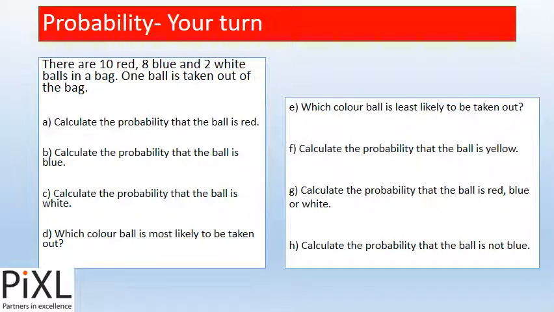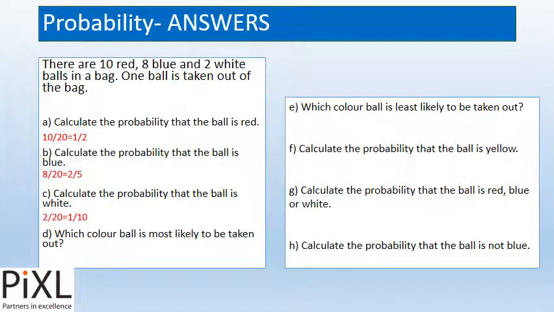Your turn. Pause the video, try these questions, and when you've done, press play to check your answer. Okay, let's check your answers then. So the answer to the first one is there are 10 out of 20, which cancels down to a half. The ball being blue is 8 out of 20, which cancels down to 2/5. The probability the ball is white is 2 out of 20, which cancels down to a 1/10.